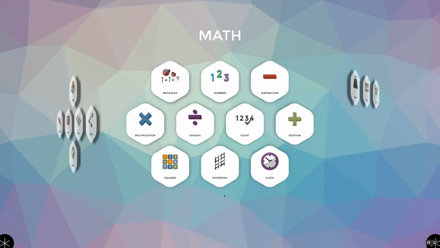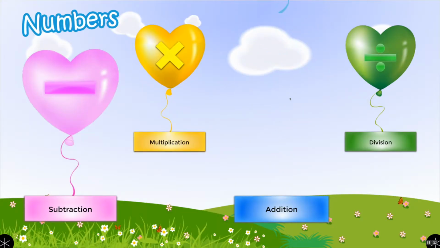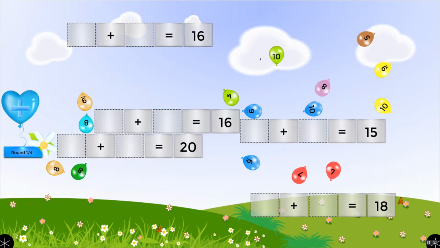Next, we'll look at the Numbers app. It's good for reinforcing basic addition, subtraction, multiplication, and division skills. Tap on the Numbers icon to open it. This will lead to a selection screen where you can select an operation. For each operation, students are presented with horizontally oriented math problems. Students move numbered balloons into boxes so that their combined values are equal to the answers in the rightmost boxes.